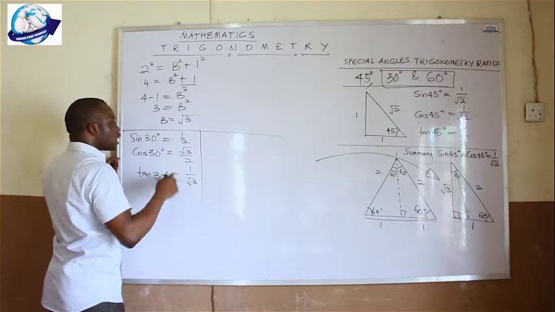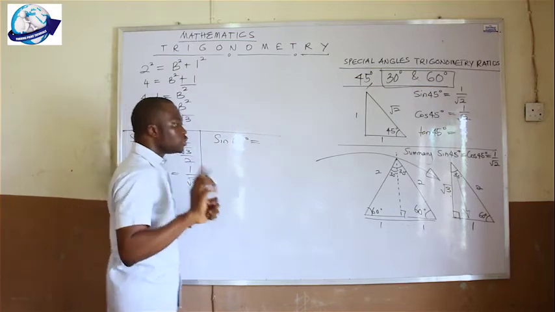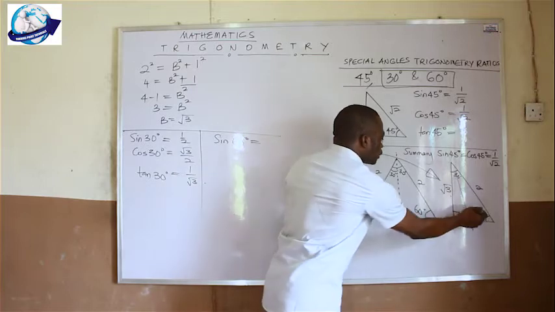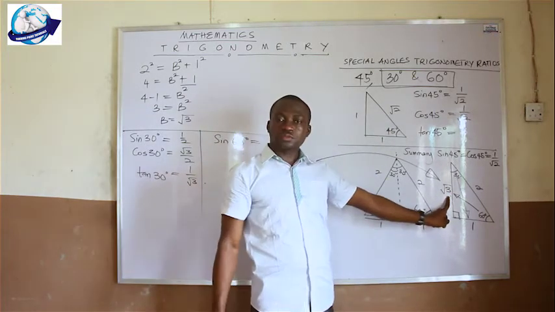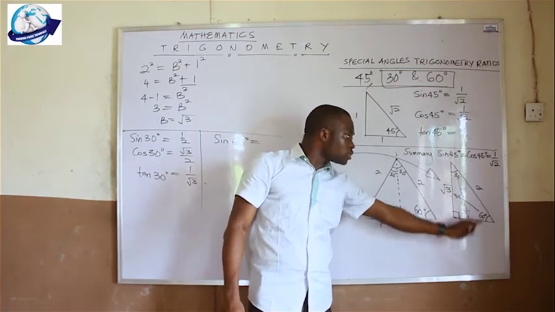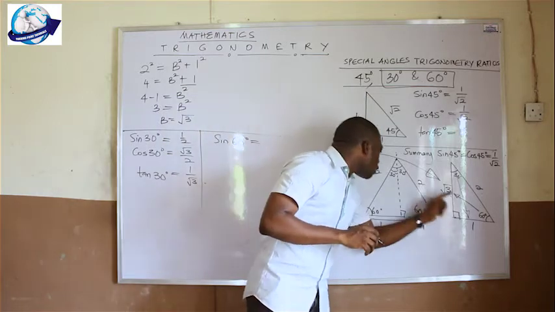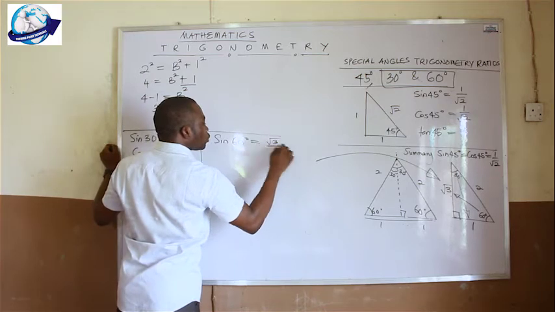Summary. Can I take 60 now? What is sine 60? Don't get confused now. This is your angle 60 degrees. 60 degrees is facing this side. Okay? So here's the opposite. Here's the adjacent. The 2 there remains the hypotenuse. Alright, so I'll get root 3. So opposite over hypotenuse, root 3 over 2.